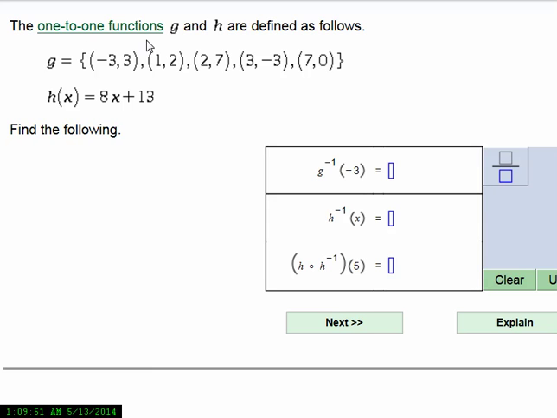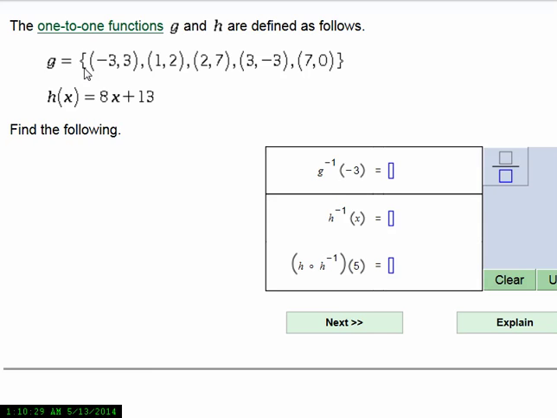And so we have the one-to-one functions g and h defined as follows. g is given by the set of ordered pairs (-3, 3), (1, 2), (2, 7), (3, -3), and (7, 0). And h of x is defined by the expression 8x + 13. Find the following: g inverse of -3, h inverse of x, and then h composed with h inverse evaluated at 5. So let's start with the first question, g inverse of -3.